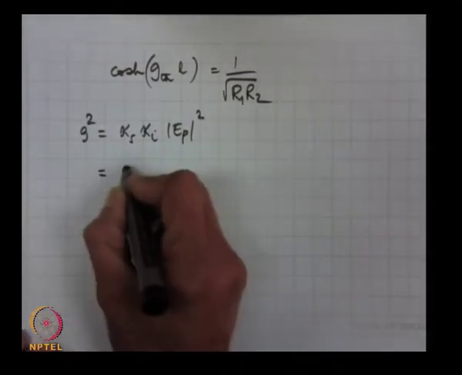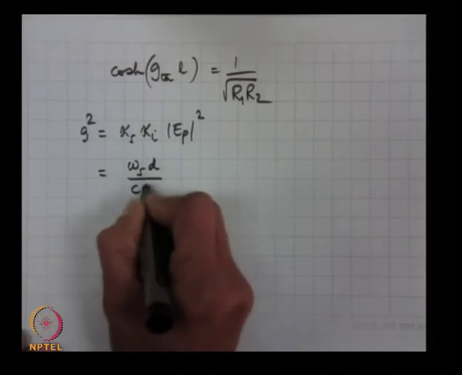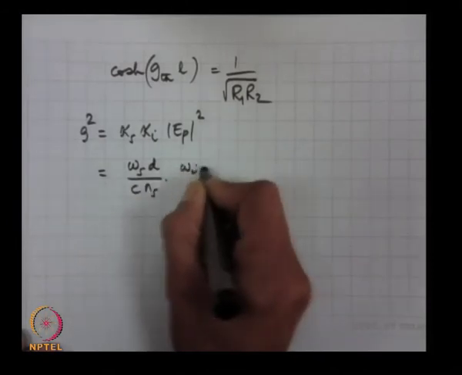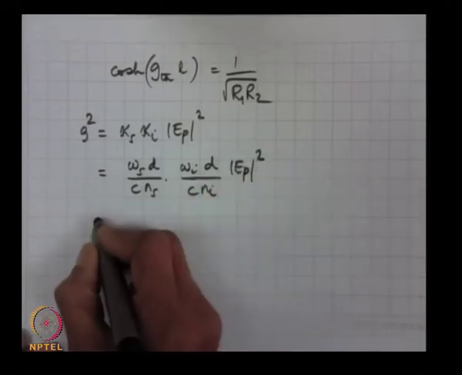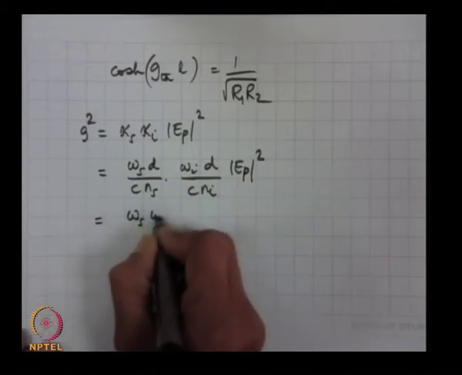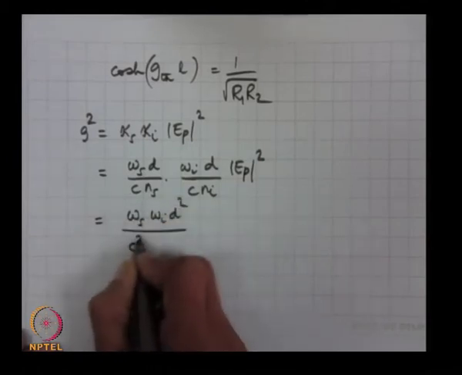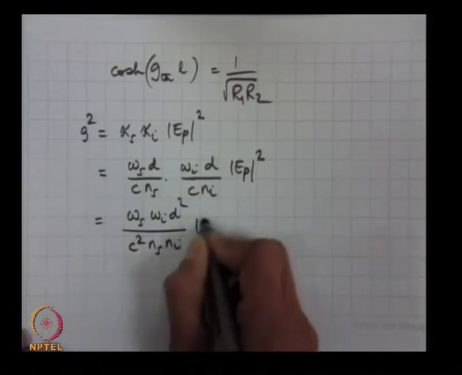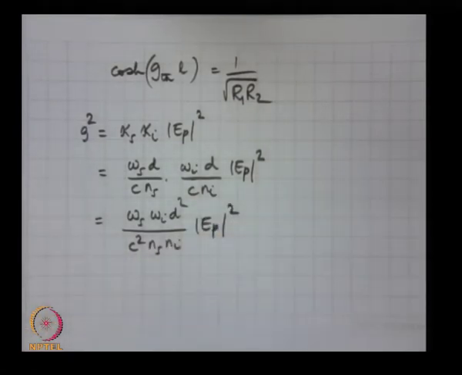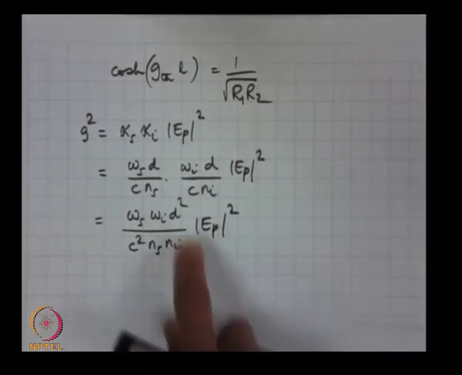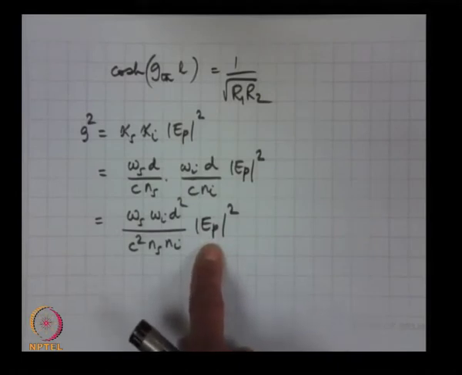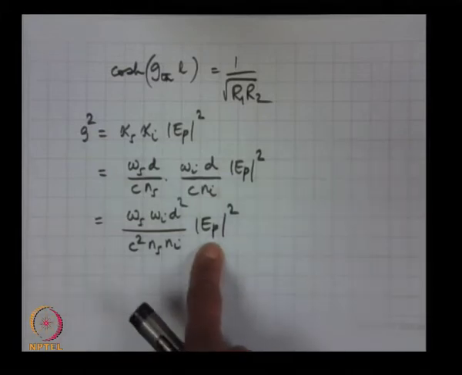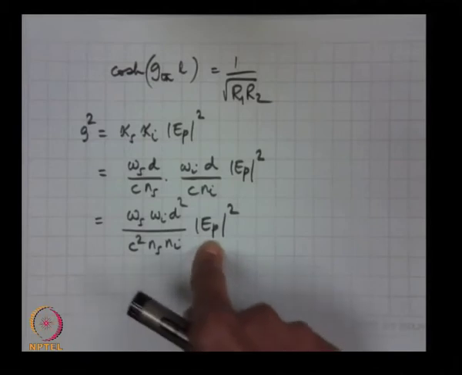And this is omega S d by C n S, omega I d by C n I mod EP square, which is equal to omega S omega I d square by C square ns ni mod EP square. So the gain coefficient G depends on the nonlinear coefficient D and the electric field at the pump frequency. And the electric field at the pump frequency depends on the intensity of the pump inside the crystal.